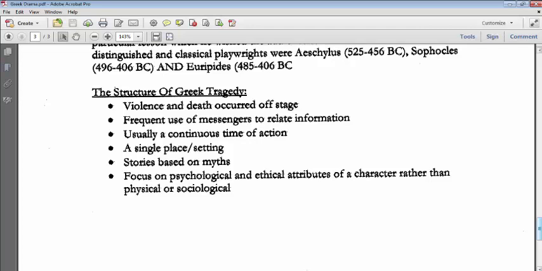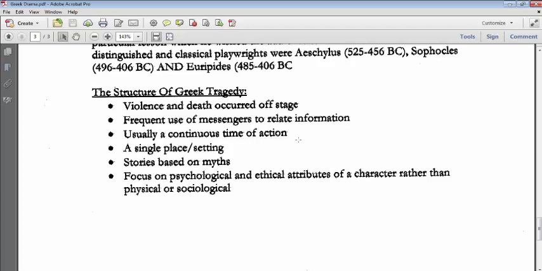Also, frequent use of messengers are used to relate information. There's a continuous time of action, so what that means is that in the play there wouldn't be any time lapses. It would start at the beginning and finish. It would be like a continuous linear time that wouldn't jump over days or decades or years. It would often have a single place or setting, so there'd be no scene changes.